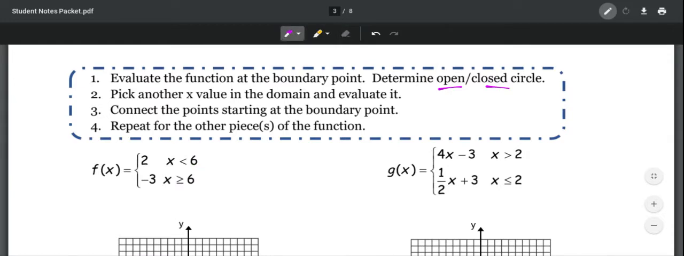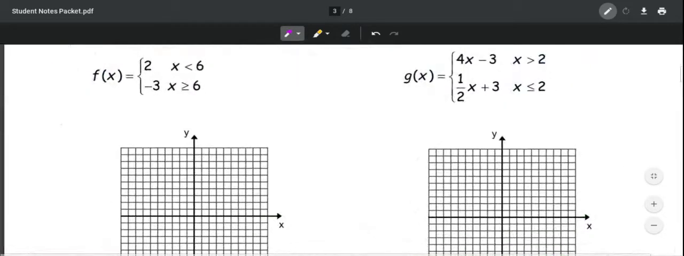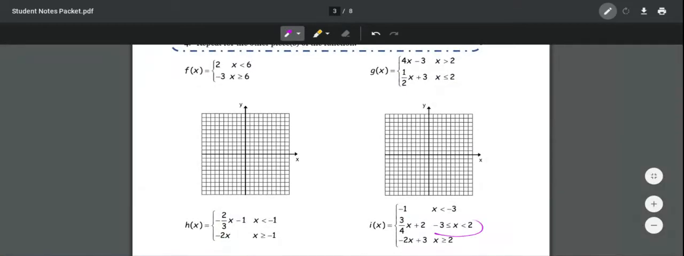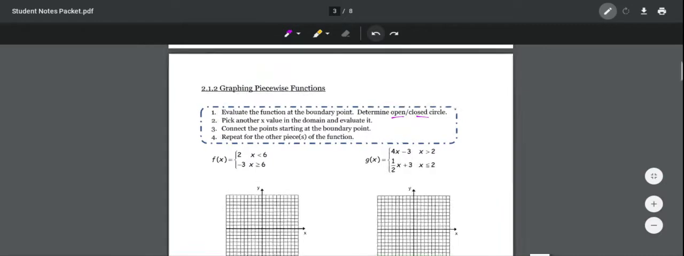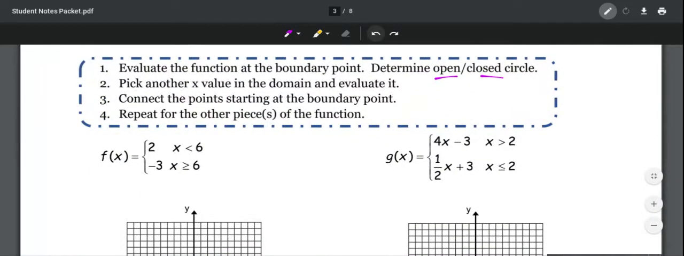Pick another x in the domain and evaluate it. If there's only one number, that means you have to pick the other number. If there's two numbers, then you don't pick another number. The two numbers are already given to you. Like this one down here, you pick -3 and 2. You don't get a choice, okay? But the other ones, you do get a choice. Connect the points starting at the boundary point. That's important. We start at the boundary point and then repeat for the other pieces, okay?